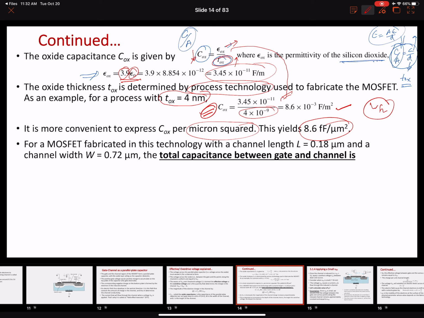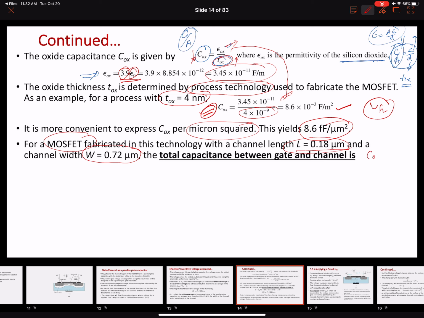Now let's consider another example. Assume that we are fabricating a MOSFET transistor in which the channel length is 0.1 microns, which is 180 nanometers, and our channel width is 720 nanometers or 0.72 microns. So what will be the total capacitance between the gate and the channel?